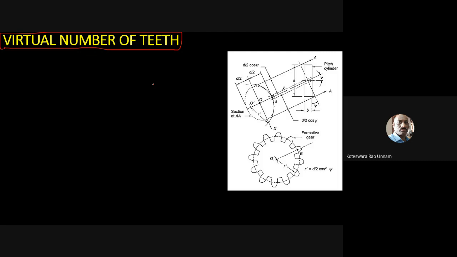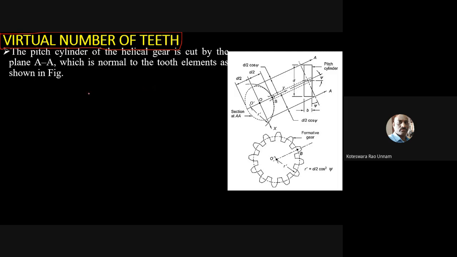Then what is the formula for that? How can I convert the actual teeth into a virtual number of teeth? For that, the pitch cylinder of this helical gear is cut by the plane AA, which is normal to the tooth elements as shown in the figure. So here you can consider a section AA.